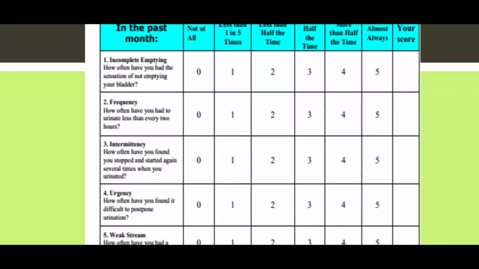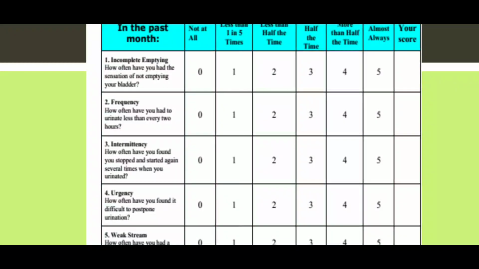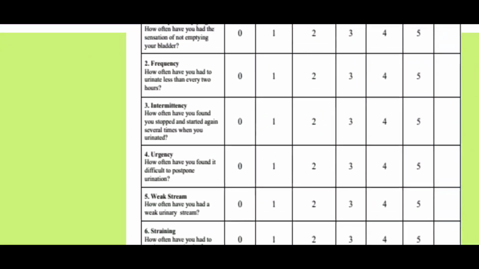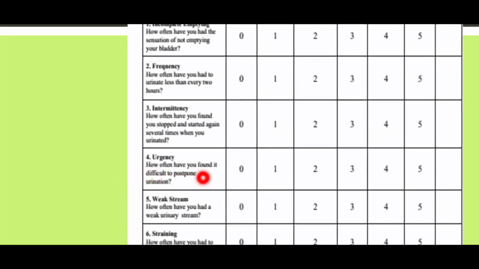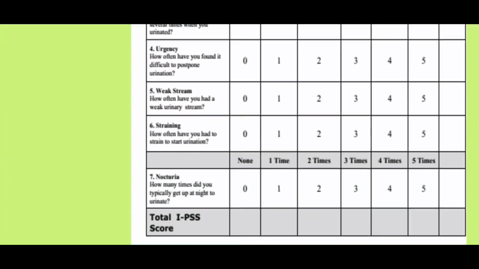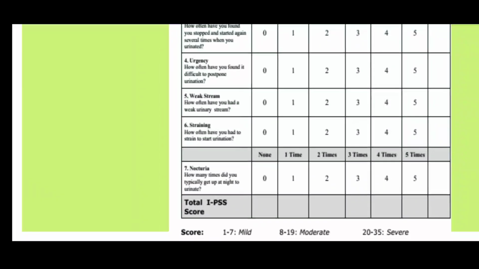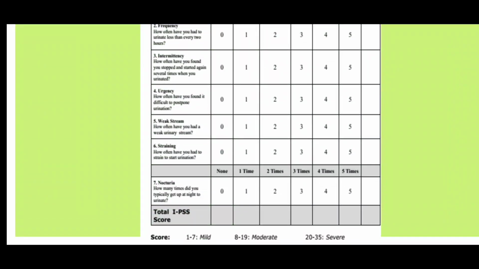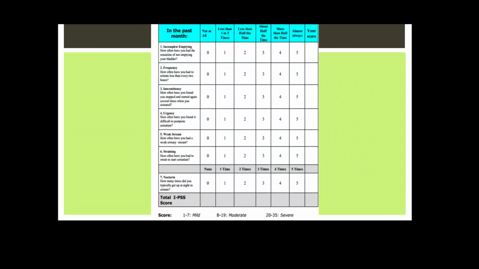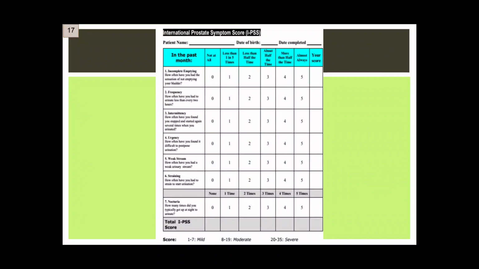For example, for incomplete emptying, he will ask how often have you had the sensation of not emptying your bladder. For frequency, he will ask how often you have urinated less than every 2 hours. For urgency, he will ask how often have you found it difficult to postpone urination. Similarly, many questions are there in IPSS. So the scores are given. Between 1 to 7, the symptoms are mild, 8 to 19 moderate, 20 to 35 severe. So depending on this score, the doctor will decide what treatment has to be given.